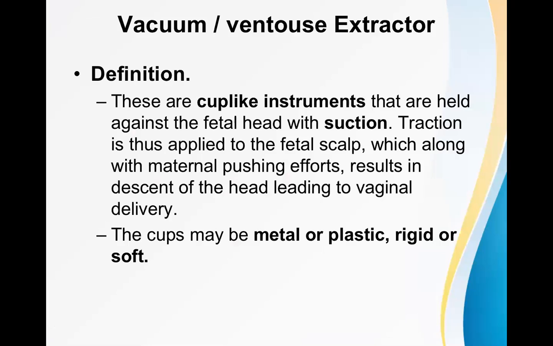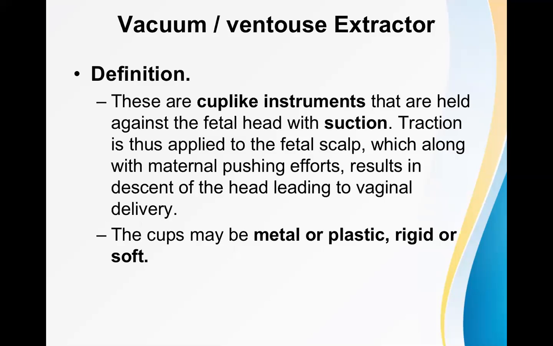After we talked about forceps delivery, let's enter into the second part of operative obstetrics, which is the vacuum or ventouse extractor, or vacuum delivery, you can say. So what is the definition of vacuum? These are cup-like instruments that are held against the fetal head with suction. So the head is pulled outside with the help of suction force. Traction is thus applied to the fetal scalp, which along with maternal pushing effort results in descent of the head, leading to vaginal delivery. This is called vacuum extraction.